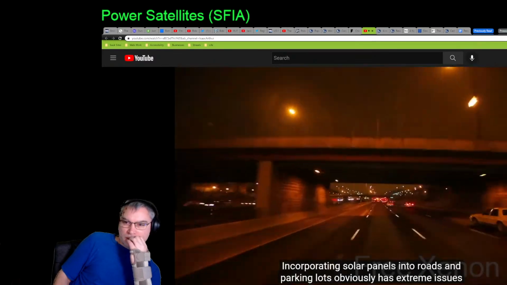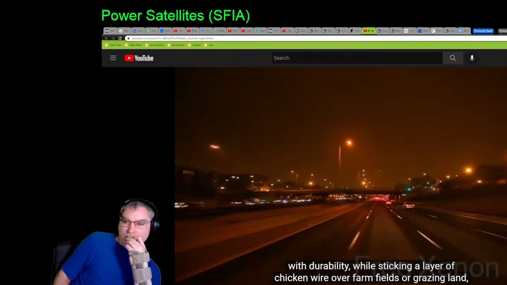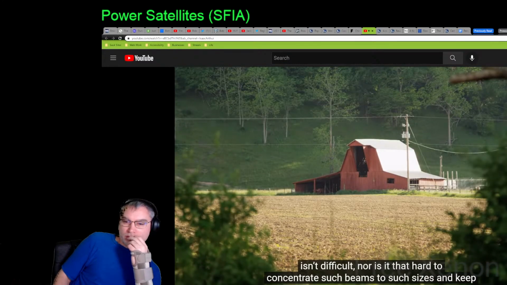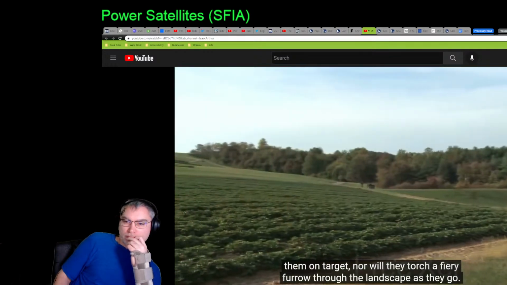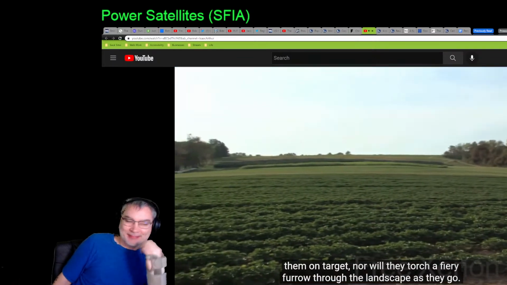Incorporating solar panels into roads and parking lots obviously has extreme issues with durability, while sticking a layer of chicken wire over farm fields or grazing land isn't difficult, nor is it that hard to concentrate such beams to such sizes and keep them on target, nor will they torch a fiery furrow through the landscape as they go.